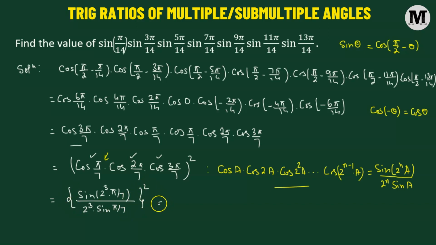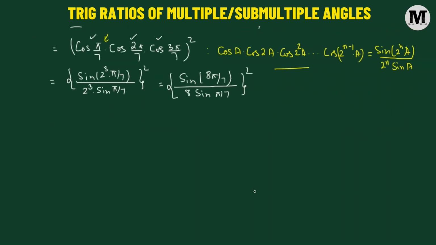So this will become equals to, now we have sine of 8 pi over 7 divided by 2 raised to the power of 3, so that's 8. We have 8 multiplied to sine pi over 7, and we square this value. However, sine of 8 pi over 7, that's equivalent to negative sine pi over 7. So let's check that out, why it's true. So sine of 8 pi over 7. So we're going to compute this value.